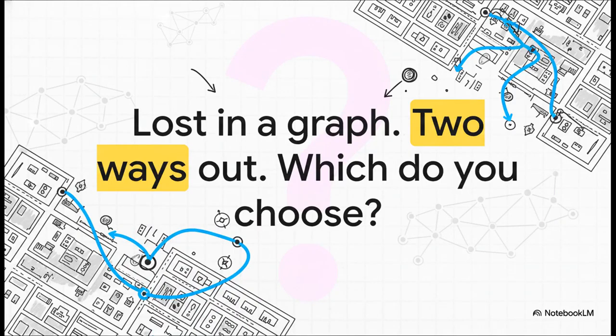So, picture this. You're standing at a single point in some huge, sprawling network. It could be a map of a city, a social network, maybe even the entire internet. You've got a destination in mind. Now, you have two basic strategies to start exploring from where you are. And trust me, this choice isn't just for a textbook, it has massive real-world consequences. So, which way do you go?